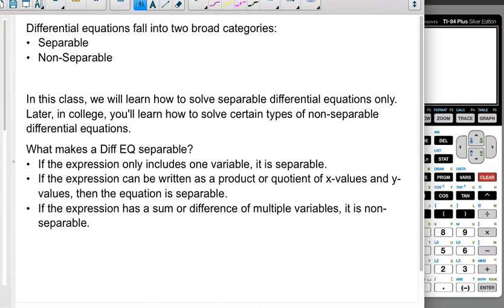Well, if the expression only includes one variable, like just x's or just t's or just y's, it's separable. If the expression can be written as a product or quotient of the x's and y's, or y's and t's, or whatever the variables are, then the equation is separable. If the expression has a sum or difference of multiple variables that is non-factorable in any way, then it is non-separable, right? So that's what we're going to be looking out for. Let's go ahead and look quickly at a few of these.